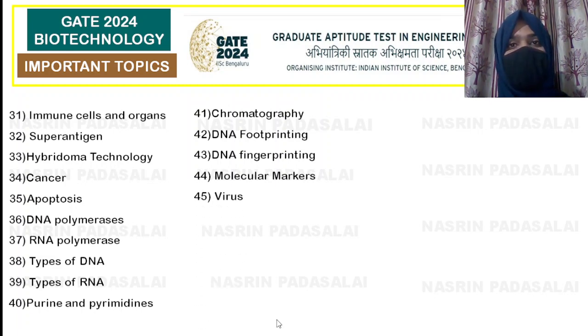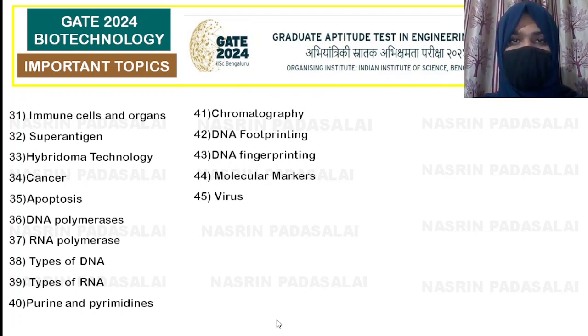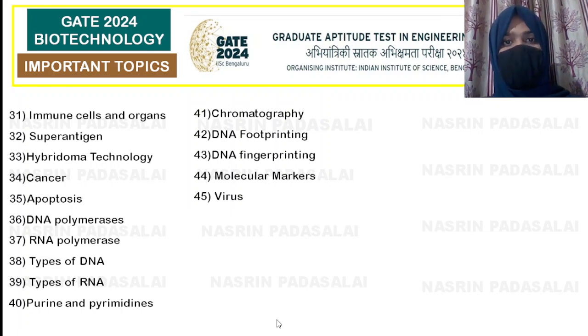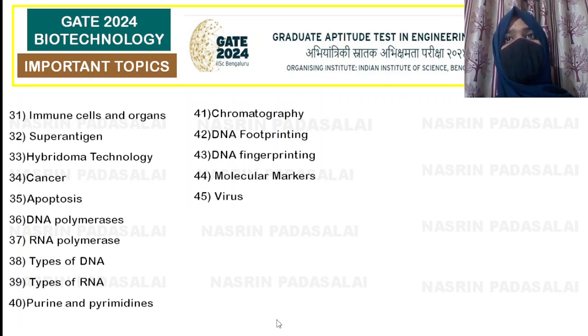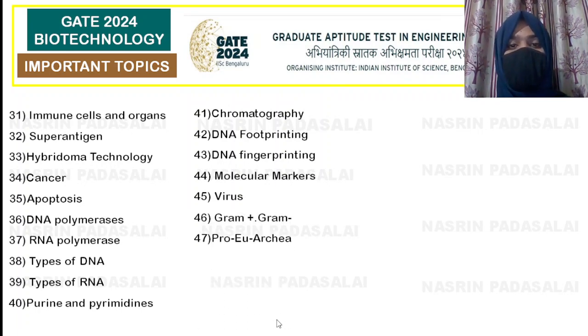So viruses is a very important topic. You need to know about the genome. First try to cover the entire concepts with regard to the COVID virus. Then go for other common viruses. And sometimes they'll be asking you the virus and the route of entry, and the virus and the specific host cell receptor. Okay. Next is gram positive bacteria, gram negative bacteria, the difference between them.